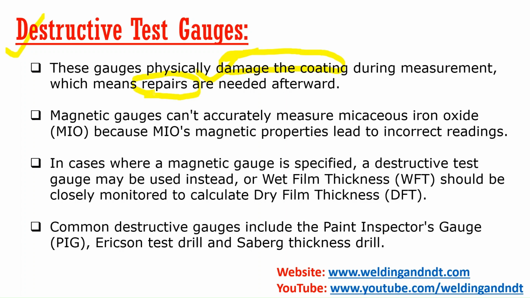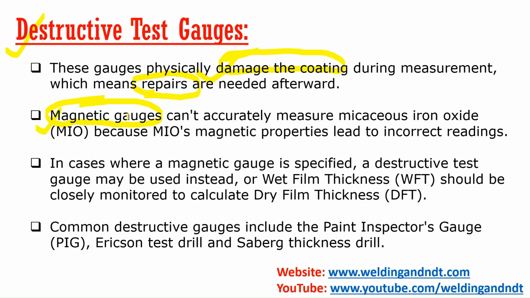So this is one of the major demerits of destructive test gauges, because you will have to damage the coating, and since you have damaged that coating, you will have to do the repair also. Now, in non-destructive test gauges, a very popular gauge is the magnetic gauge. That is very popular.